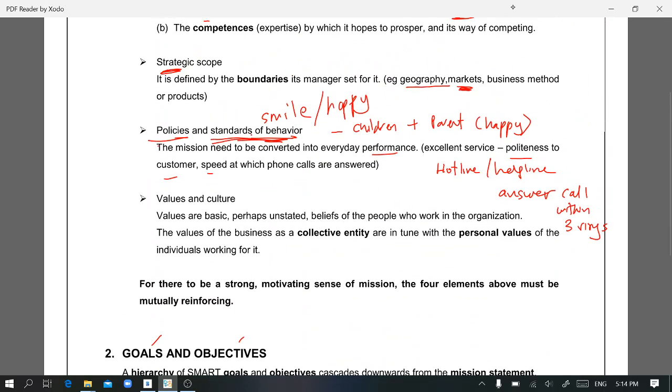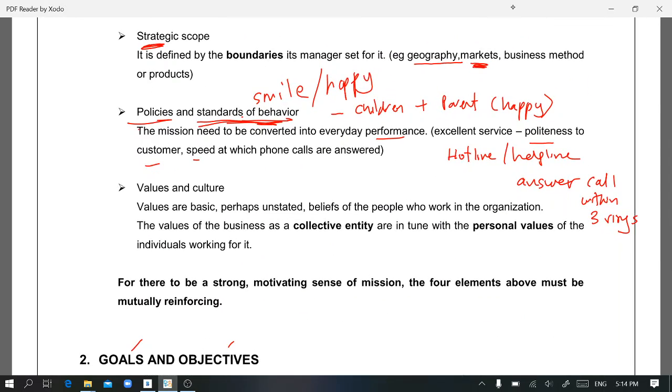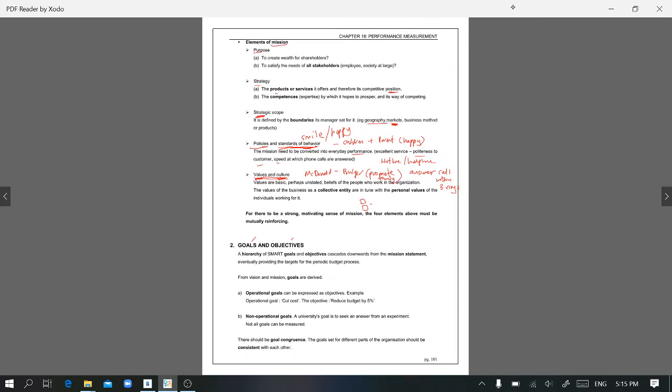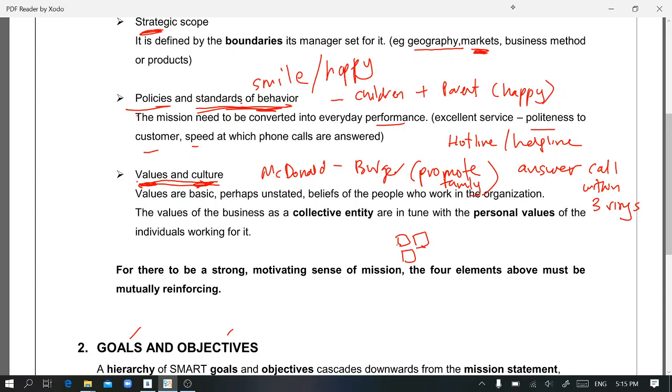And then the next one will be the value and the culture. Companies have their values. When they sell, they don't just sell product, they sell the value, they sell their culture. For example, McDonald's. We know they sell burgers, but in terms of the value and the culture, they promote family bonding. You look at the seats they prepare in the restaurant, they are very, very small, so that they want you to sit very near to each other. They promote this kind of family value.